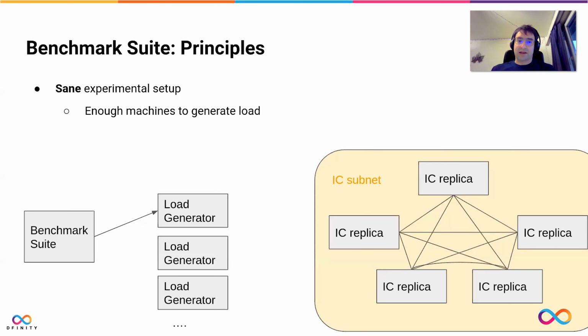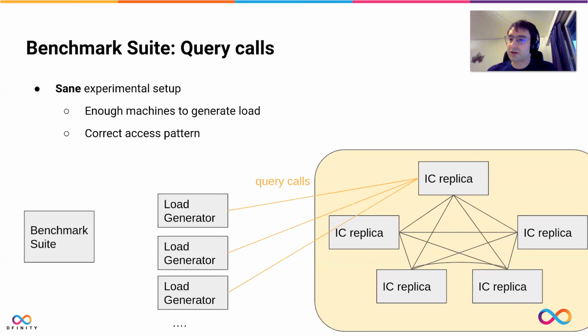And then depending on the types of workloads we want to look at, it chooses which nodes to address the workload against. So for query calls, typically we want to send all of the queries to a single IC replica. As I said before, these are local operations. So if we would send them to multiple IC replicas, we wouldn't really win anything, because they are anyways executed independently. We would just need many more load generators.